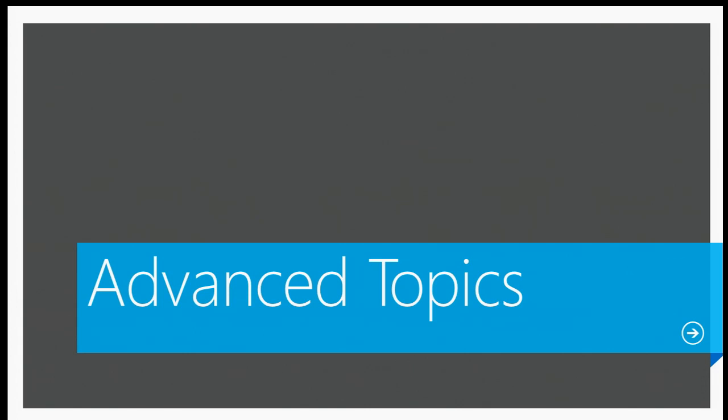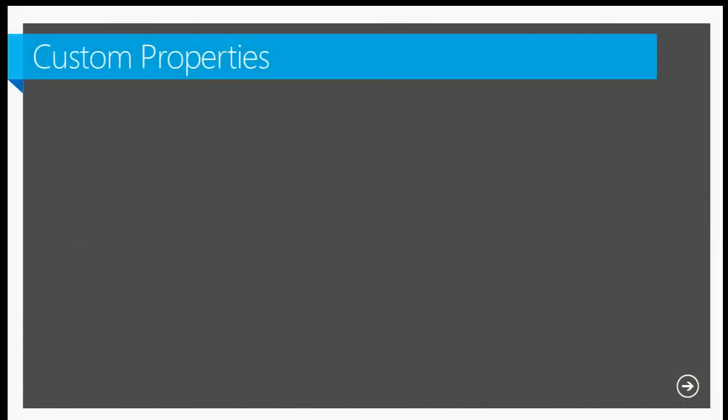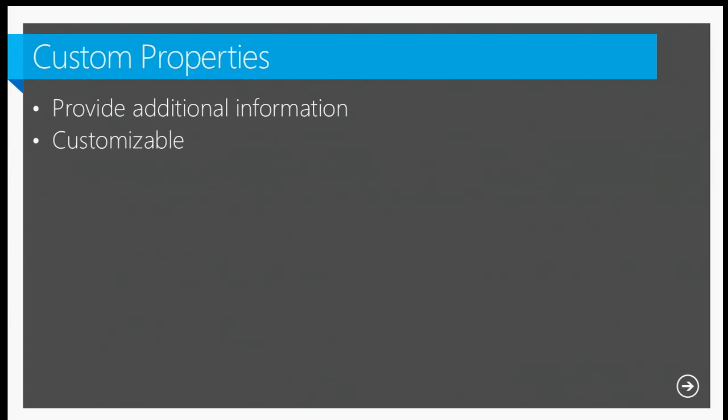All right, now the advanced topics that I wanted to talk about. The first one is custom properties. I think this is one of the things that a lot of people never get a chance to really see in action, but it's one of the more useful, underutilized things. It's a way to provide additional information. They're completely customizable.